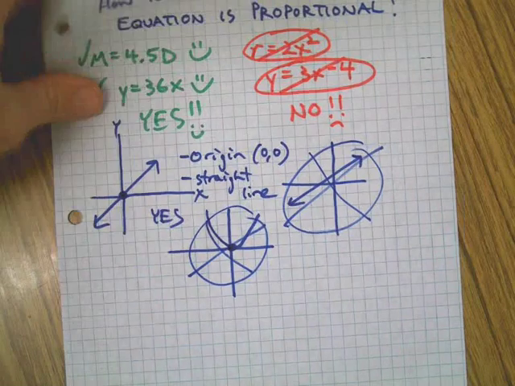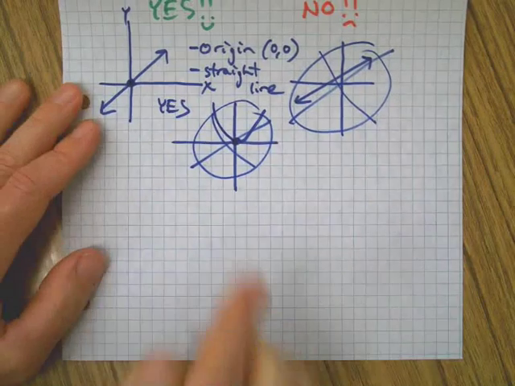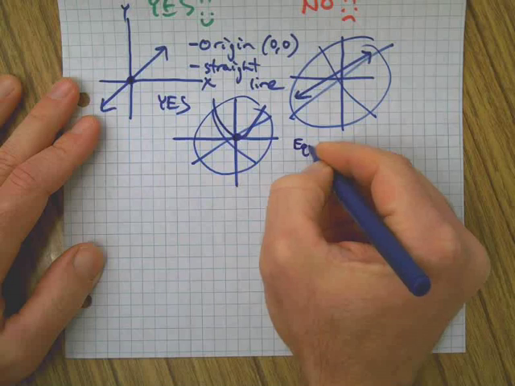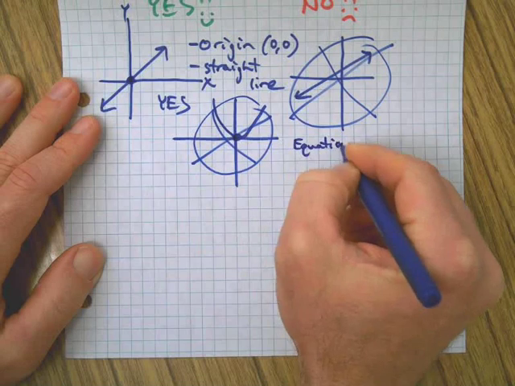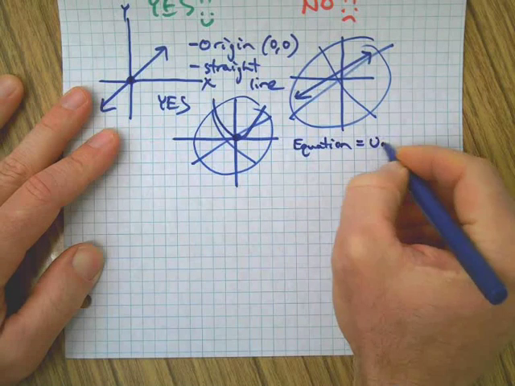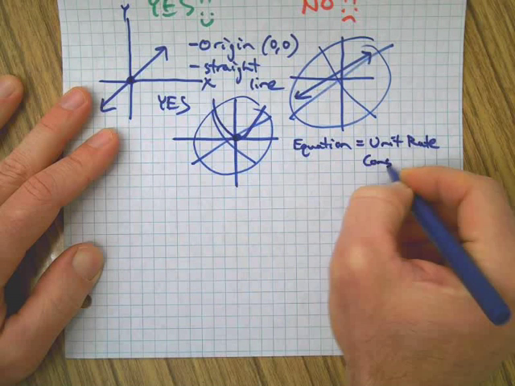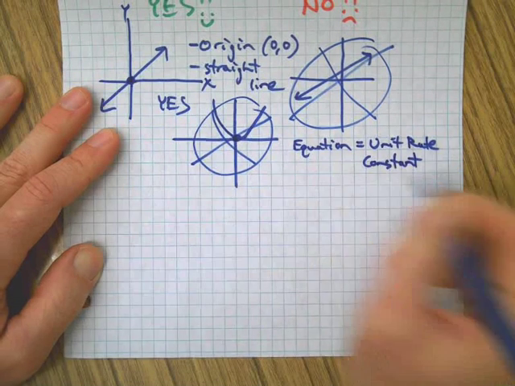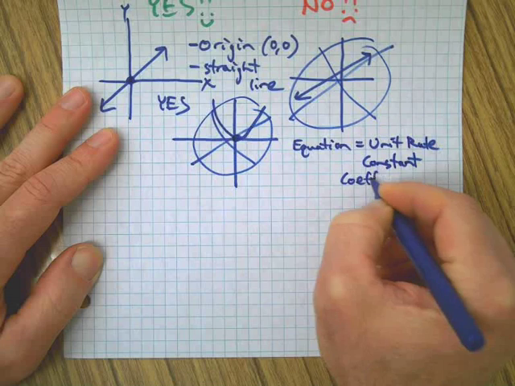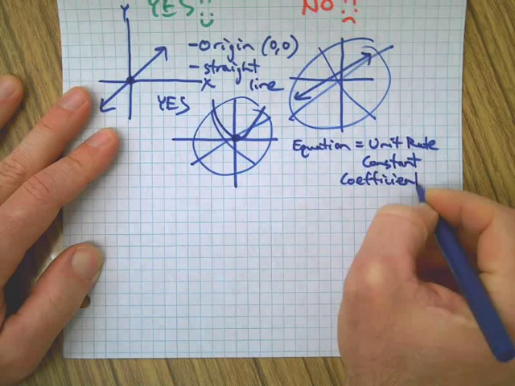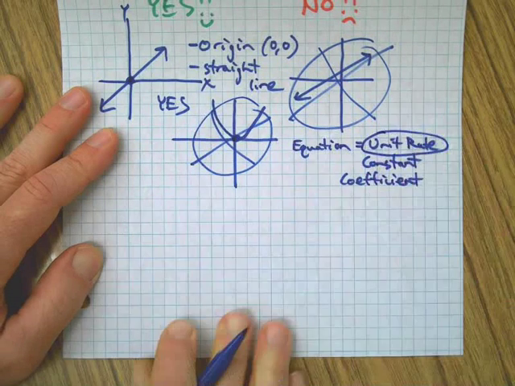Okay, so first of all, in an equation, we're looking for a unit rate, also known as a constant. Later on we'll call this the coefficient, but let's not worry about that quite yet. We're looking for a unit rate.